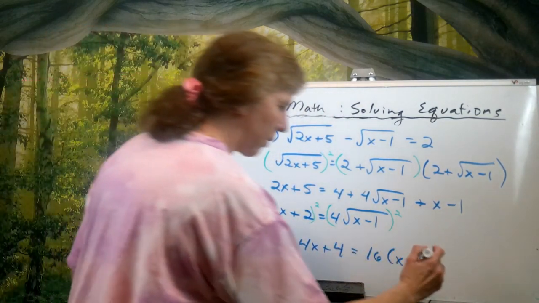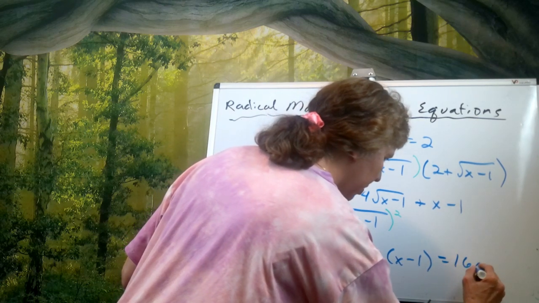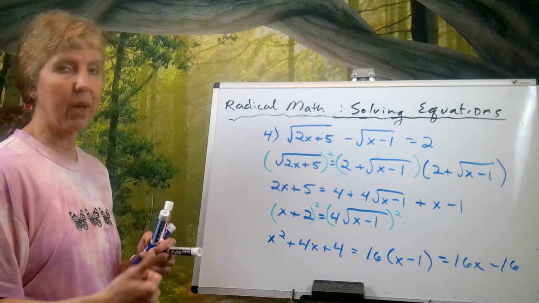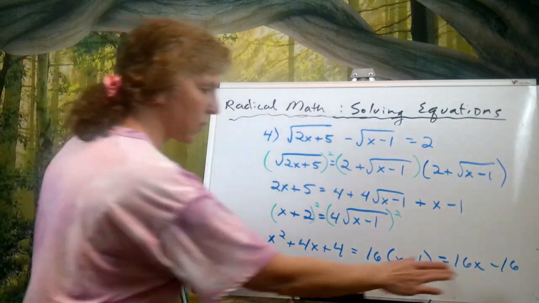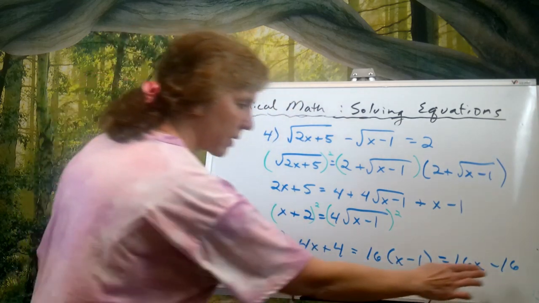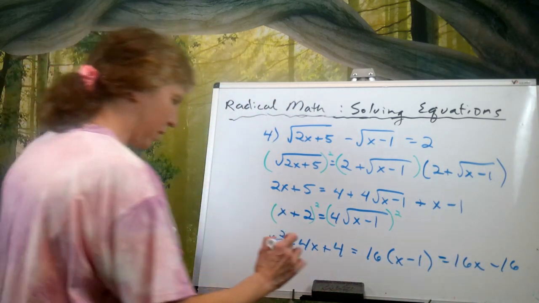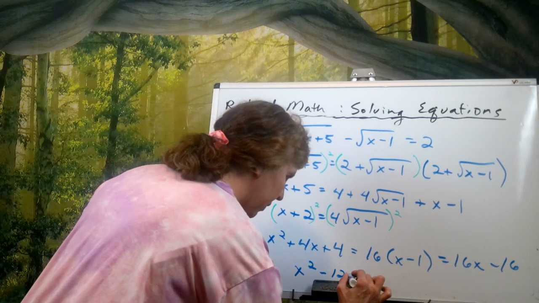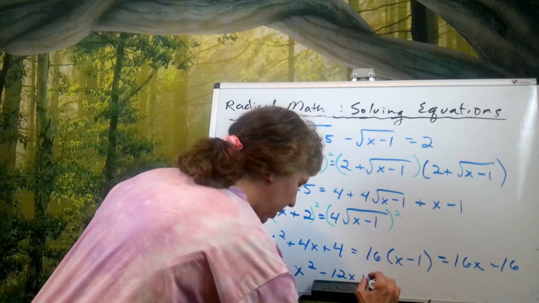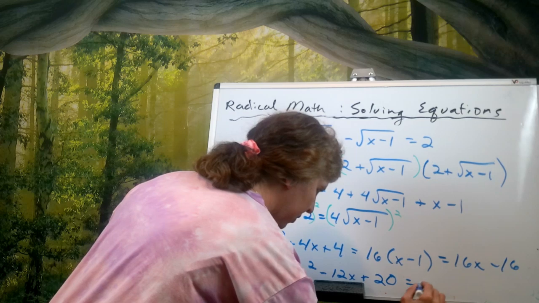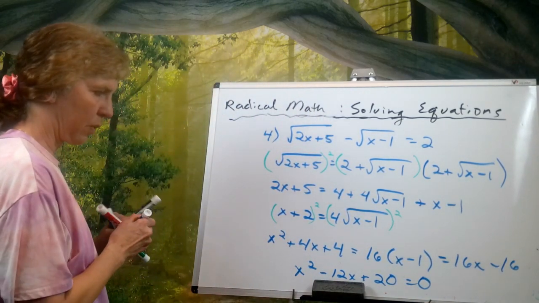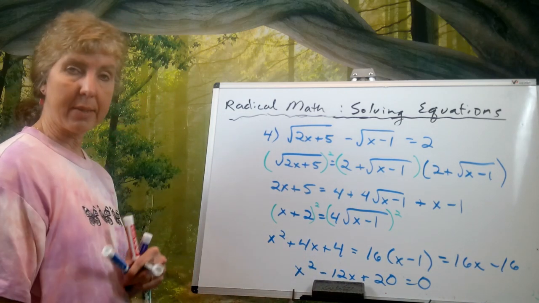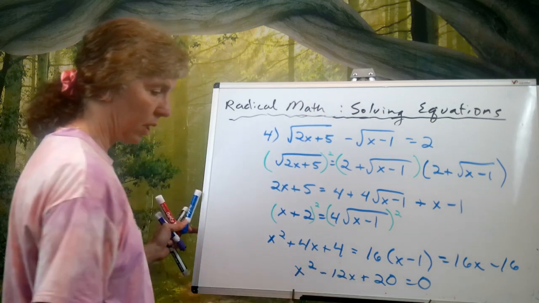Okay, I'm going to go ahead and multiply those out because I need to get everything onto one side. Now again, remember I just like my leading term to be positive, so I'm going to subtract 16x and add 16 to both sides. So then I end up with x squared minus 12x plus 20 equals 0. I'm going to run out of room, so I'm going to erase the top part, but I'm going to factor this, and I'm going to get x minus 10 and x minus 2 equaling 0.